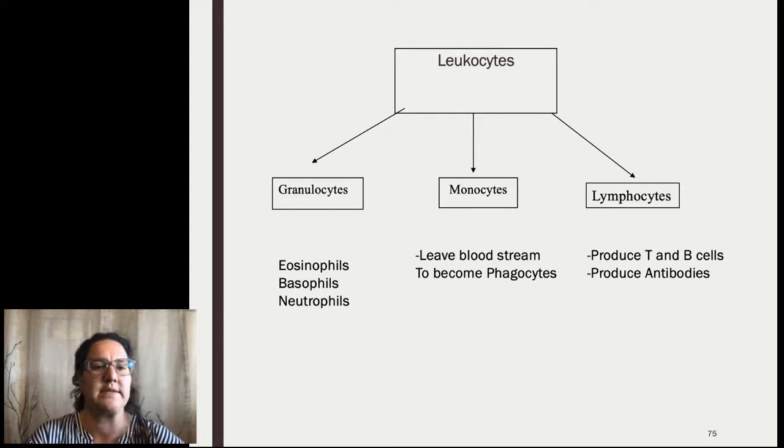So here we have another breakdown. The leukocytes, or white blood cells, can be the granulocytes, monocytes, or lymphocytes, which then produce the B and T cells, which then produce antibodies.